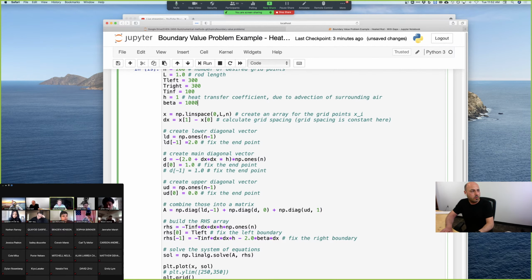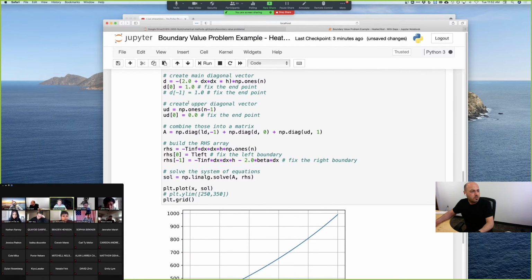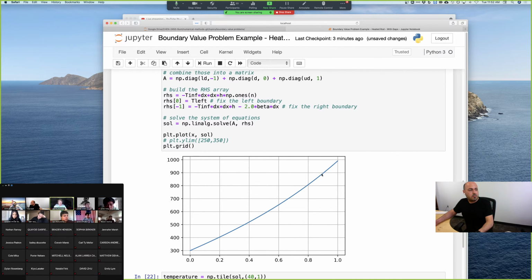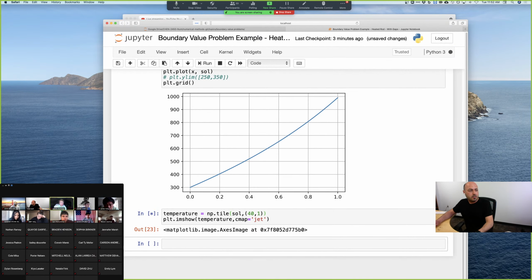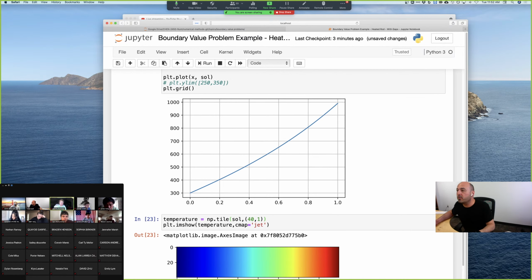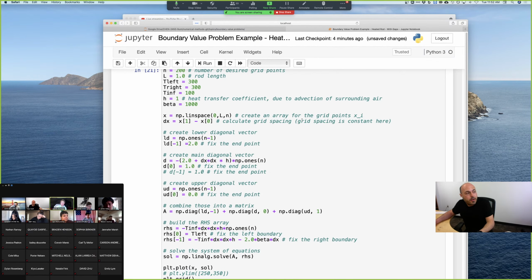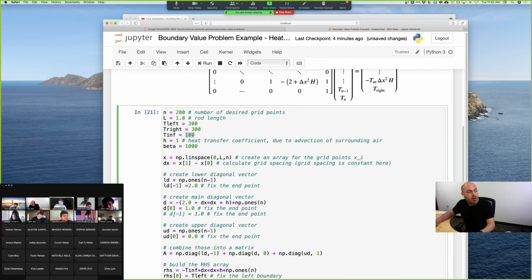The beta, let's do 1,000, you know. Then look at that. It's actually a very high temperature on the right-hand side because you're supplying a lot of heat, right? The slope is positive. You're putting a lot of heat coming in, okay? Anyway, that's what this is, Neumann boundary conditions, okay?